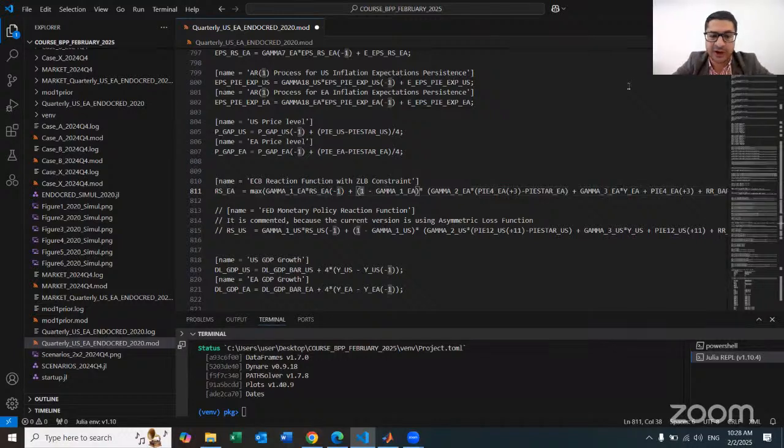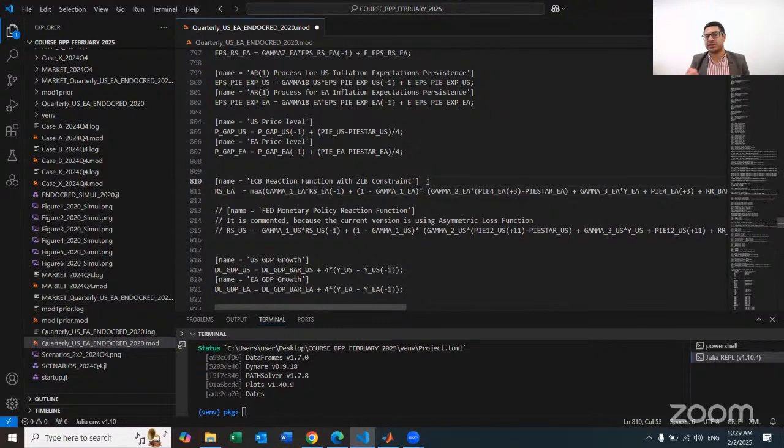For example, a reaction function requires that the interest rate should be 4, right? And then by this command max 4 and 0, it will choose 4. But when the standard reaction function requires that the interest rate under these economic conditions should be, for example, -5, Dynare chooses the maximum between -5 and 0, which is 0. So this is the way to write down the reaction function with the ZLB constraint.